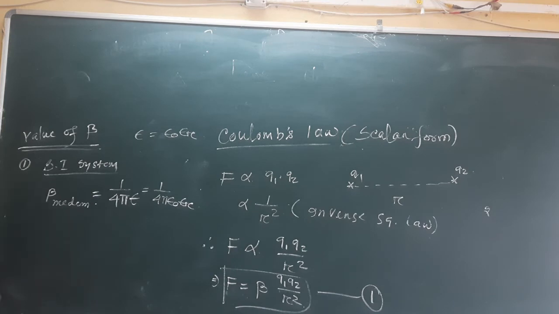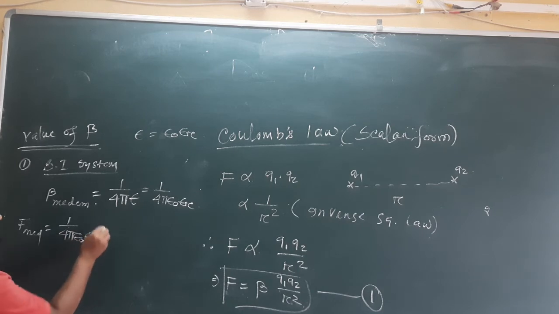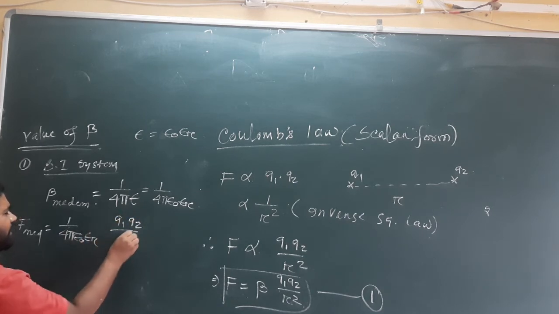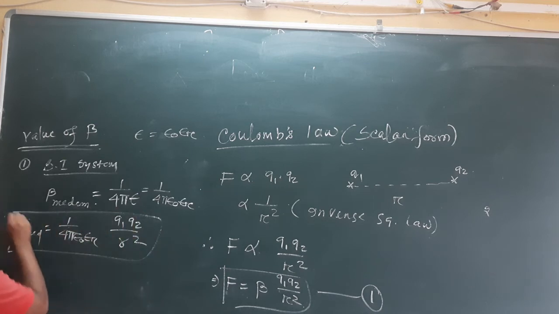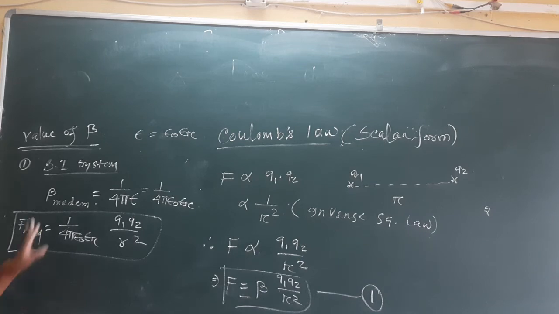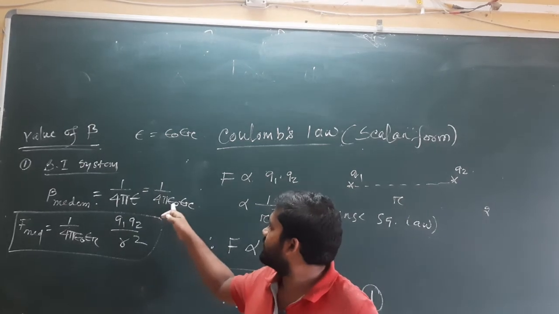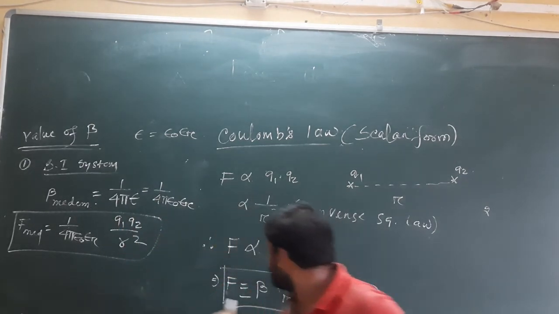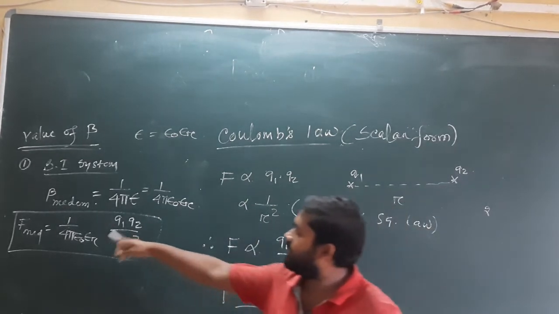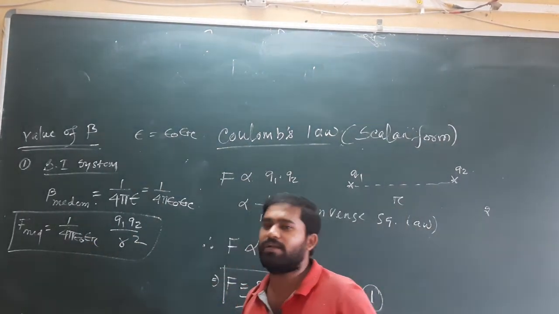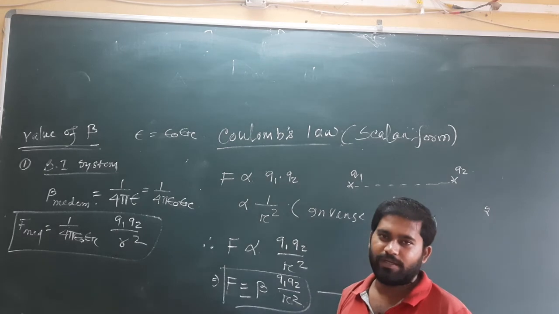So if we take the force in that medium, that will give 1 by 4 pi epsilon naught epsilon r, Q1 Q2 by R square. That will be the value in any medium. So in the SI system beta equals 1 by 4 pi epsilon, or 1 by 4 pi epsilon naught epsilon r, and if we substitute the value of beta here, then we find F medium equals 1 by 4 pi epsilon naught epsilon r, Q1 Q2 by R square.